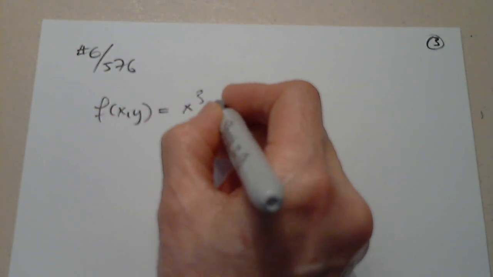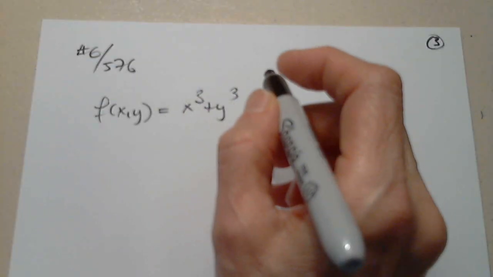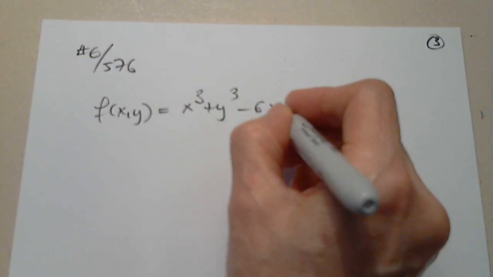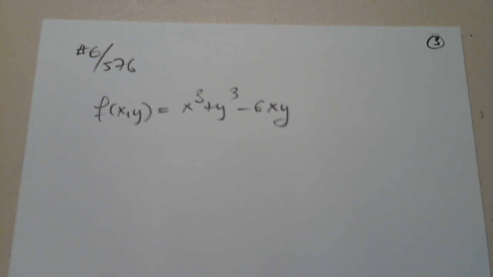Again, this is on 576. And we have f of x comma y is x to the third plus y to the third minus 6xy. And the problem is asking us to use the D-test and find potential max-min.